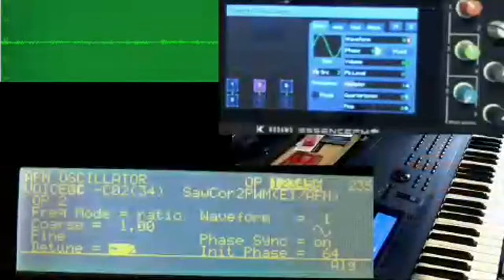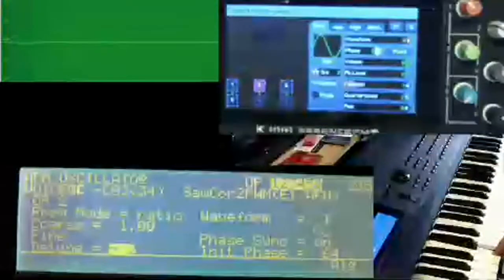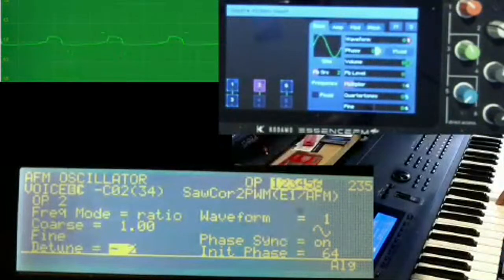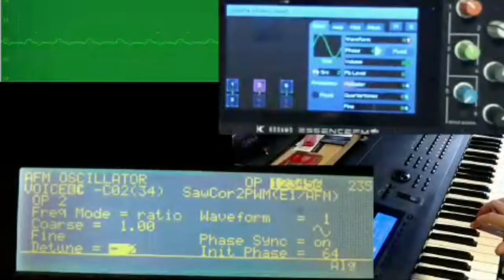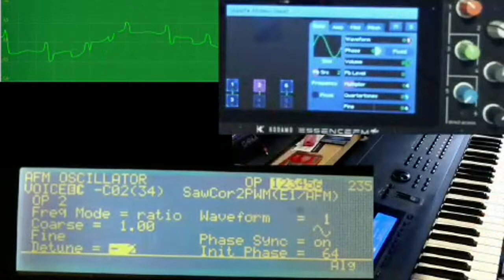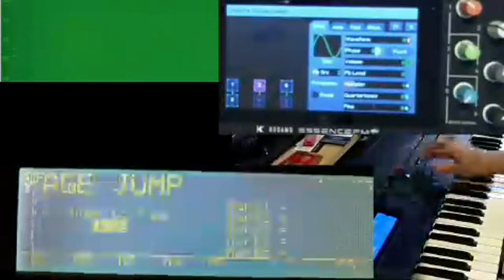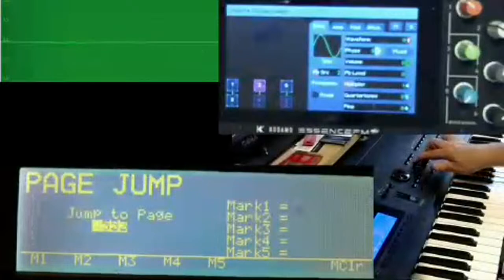Now, because this is a frequency-based interaction, the rate of that is going to, of course, double every octave. So let's put it back to 0 and back to our square wave. And now let's go back to a dynamic control that is actually controllable.